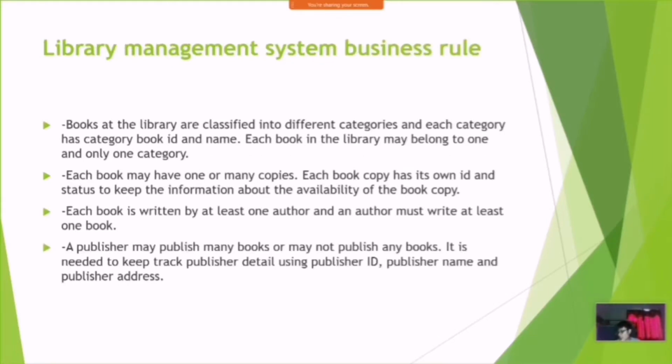So let's explain the library management. We have 8 rules. I will explain them very fast. Firstly, the books must be classified into different categories so that it won't be messed up. Secondly, the books must have many copies so that we can search the status of the book about its availability. Third, the book must be written by at least one author so that we can contact the author about an extra book if any book is lost. And then a publisher is also included so that we can keep track of the publisher's details.